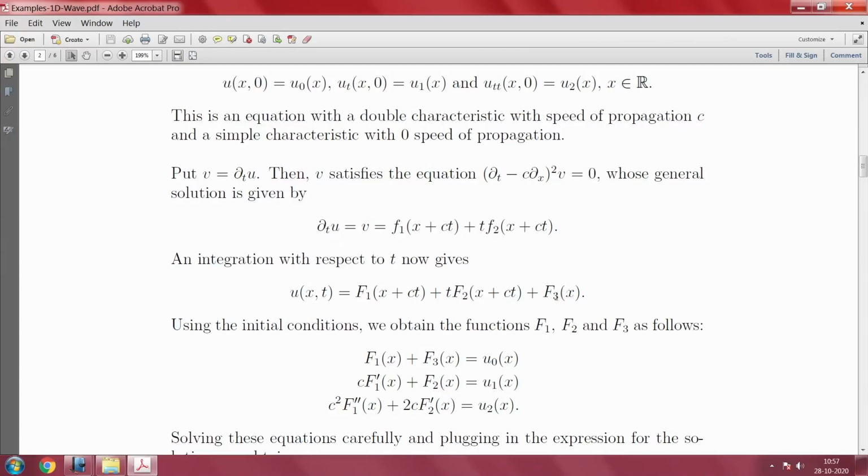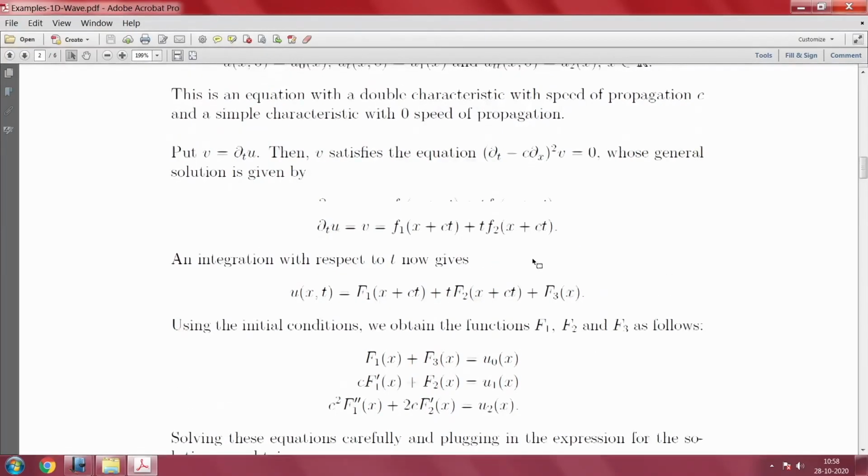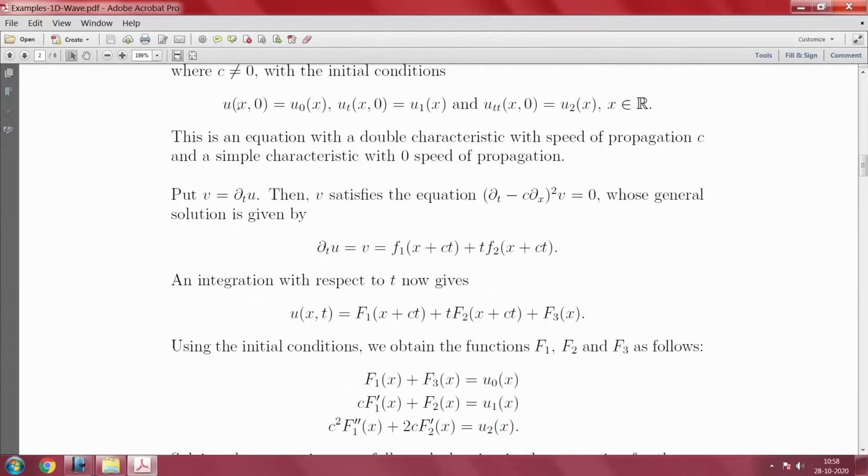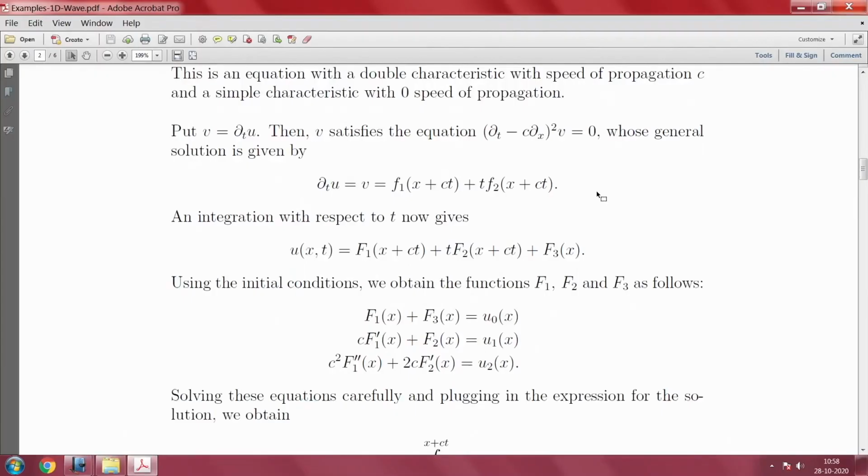So, instead of just a constant, we can add a function of x because it is differentiation with respect to t. And now, you plug in the given initial data. So, u(x, 0) equals u0(x), the first derivative with respect to t at x, 0 is u1(x), and second derivative with respect to t is u2(x). And if you substitute in this general expression of the solution, then we get 3 equations.